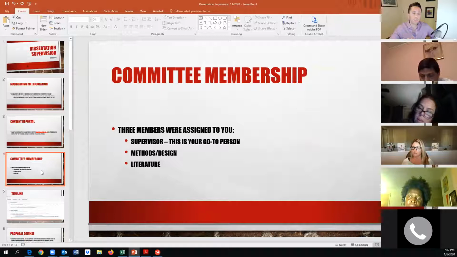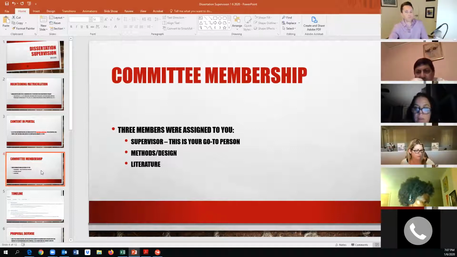I wanted to differentiate and spend a couple minutes on the roles of these 3 different people. It's very specific in our program, and that is based upon some of our experiences over the years in supervising people. Sometimes the roles were not always clearly demarcated in terms of what this person is supposed to do versus that person.